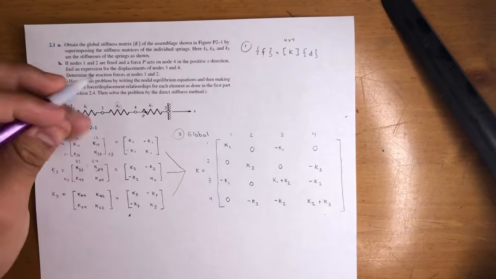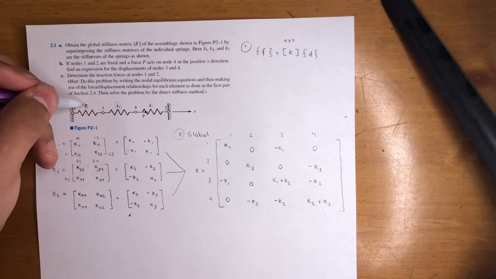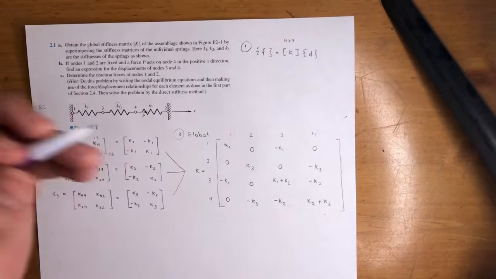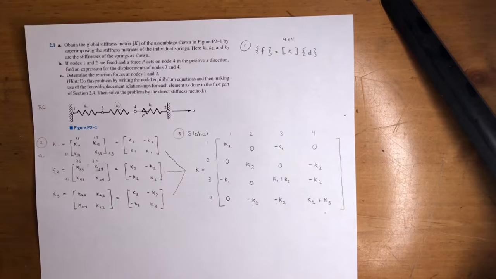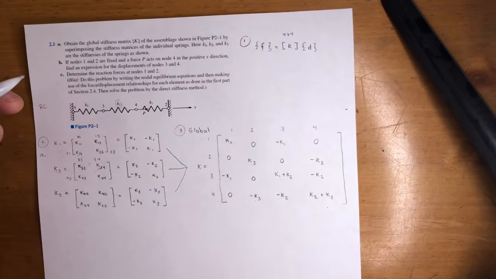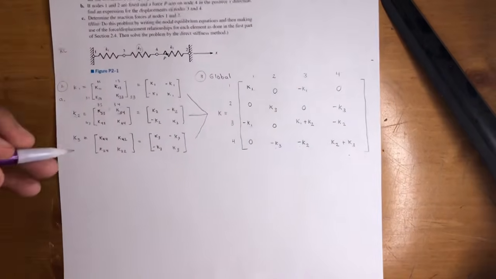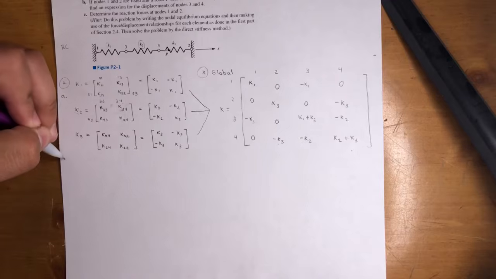Again, this would be a lot easier if we had numbers like 100 Newton per meter for a spring, and then you just add them up. But in this case, there's a lot of variables, so just hang in there. So cool, that's the answer right there. Now that we have the global stiffness matrix, we can make the equation. All right, so step 4.